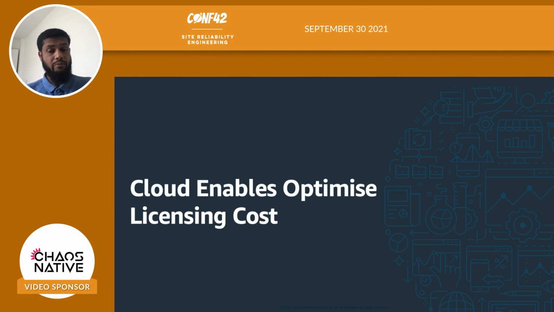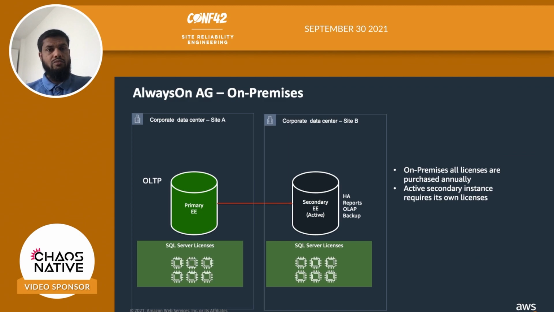How can we help optimize the licensing cost when it comes to SQL Server deployment? So this is a typical scenario on premises. You have an Enterprise Edition SQL Server installed in an OLTP environment, and it has 2 nodes, sitting in side A and side B. In the primary side, you have your OLTP workloads constantly writing data, synchronously replicated to the secondary AZ, and we have opened up the secondary side for reporting purposes, and you're backing up the data from there.